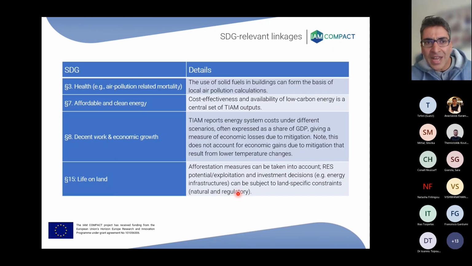We have no particular direct SDG modules in TIAM, but we can look at some health related SDG aspects by looking at the use of solid fuels in buildings. We'd need an off-model calculation of local air pollution for that, though. We can do all sorts of analysis on affordable and clean energy. We can do analysis on the macroeconomics of the transition, and we do have some internal afforestation representation in TIAM, but again, it's not something we use very often.